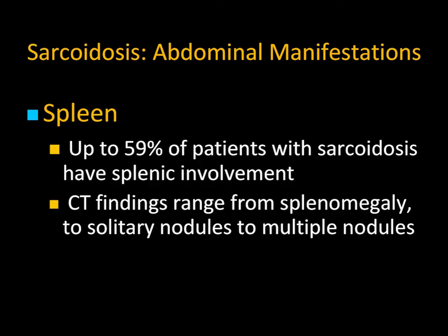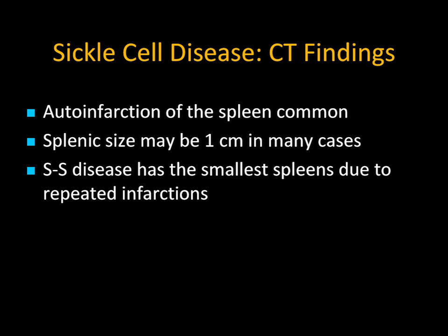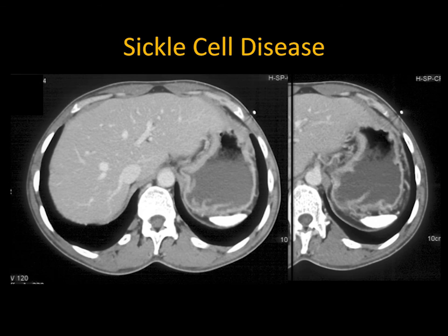The spleen is involved in up to 59% of patients with sarcoid, ranging from splenomegaly to solitary or multiple nodules. Again, important. Now, we also talk about sickle cell disease: small spleen, often atrophic, as we note, with calcifications. If you have things like thalassemia, the spleen can be large. But here's an incidental finding. You know the history. There's no workup necessary, okay?